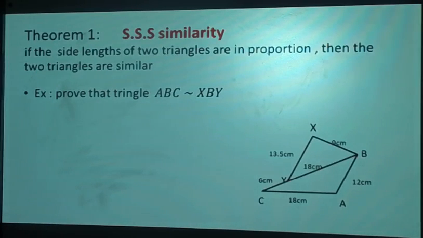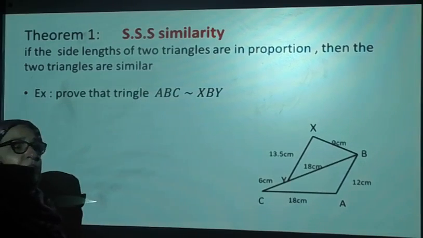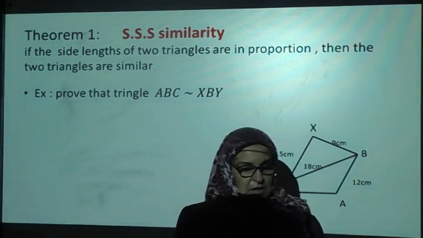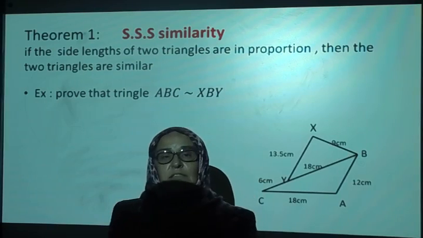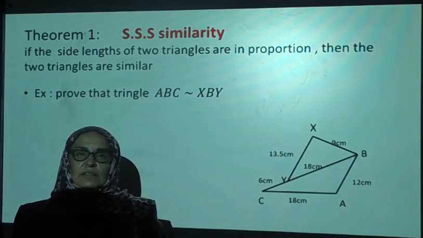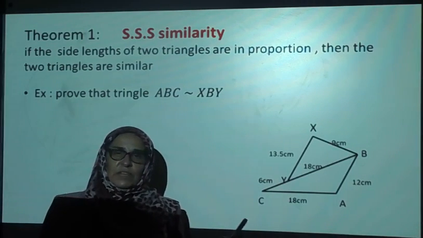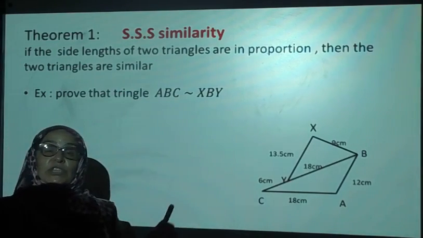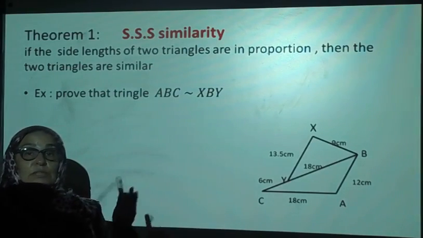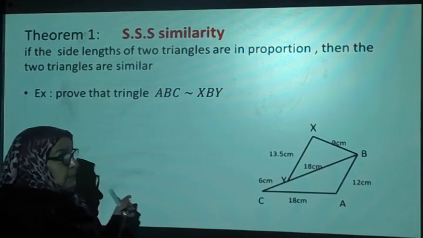Now we have the first theorem in this session, and it is SSS similarity. Do you remember when we said if we have two triangles and we want to prove that they are congruent? We studied this before in our preparatory stage, and we have four cases for proving that two triangles are congruent. The first case was SSS, which is side equal side equal side. And here we are going to prove similarity, not congruency.